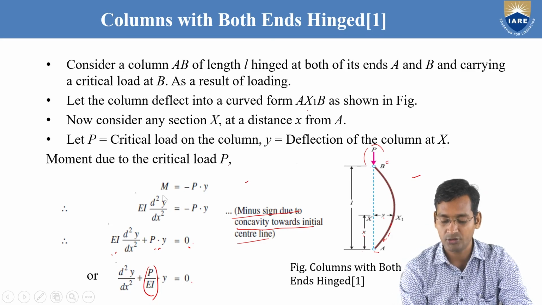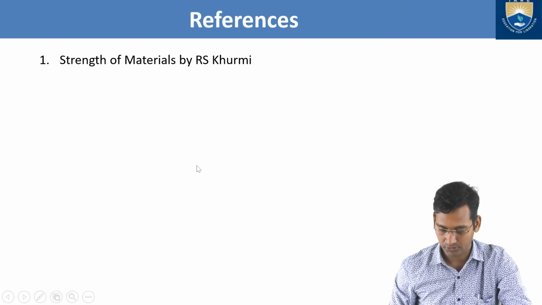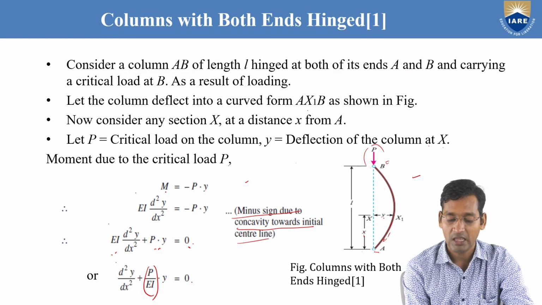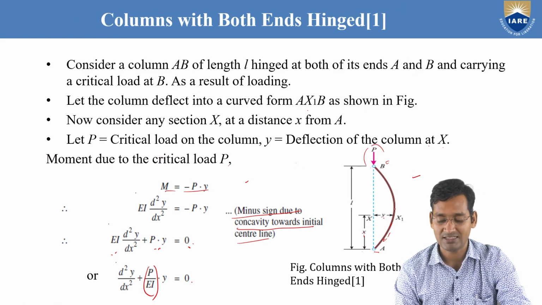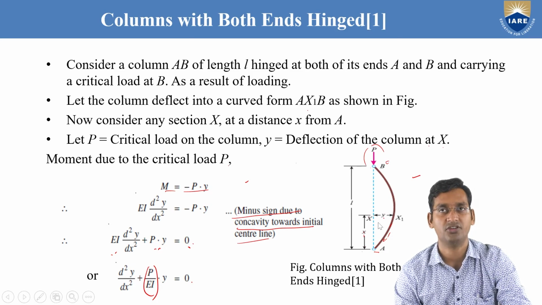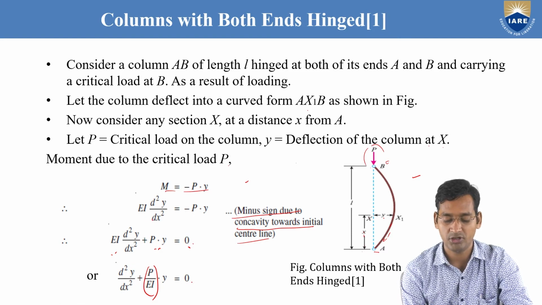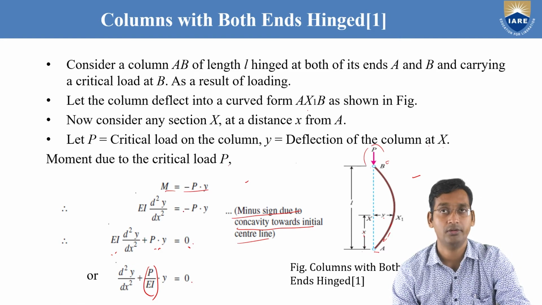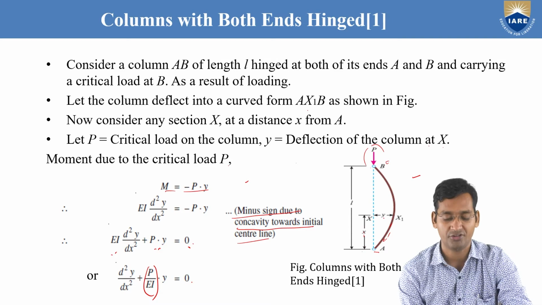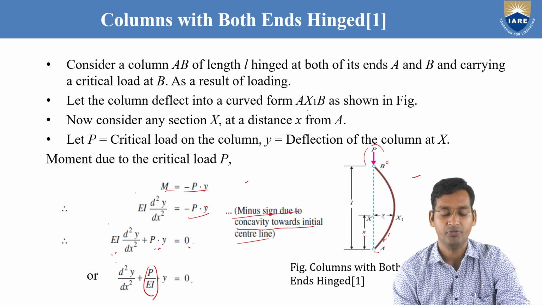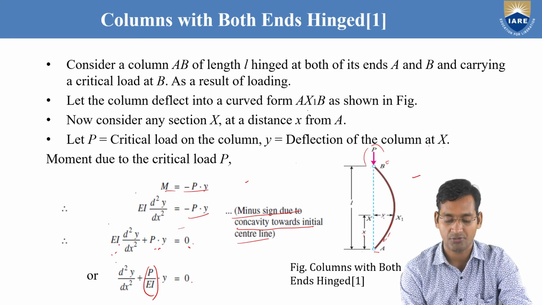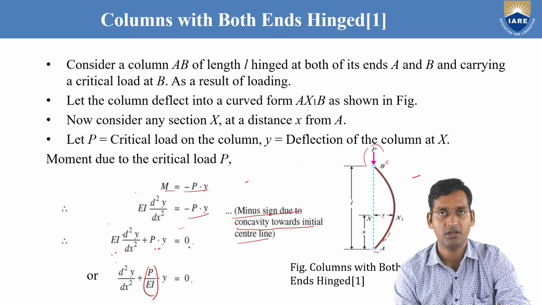So from this moment, what is the equation? M equals minus Py. Why minus? Because it's concave, right? And for concave, according to the sign convention, it's minus y. What is the bending moment equation? EI d2y/dx² equals M. After substituting M, you will get this. Now take this to this side. So after this, EI d2y/dx² plus Py equals 0.